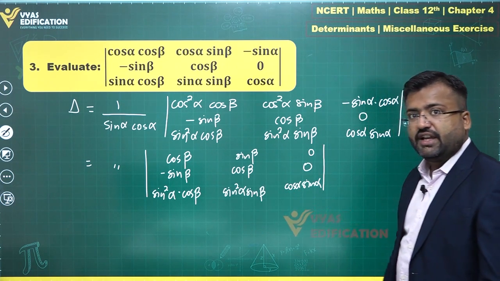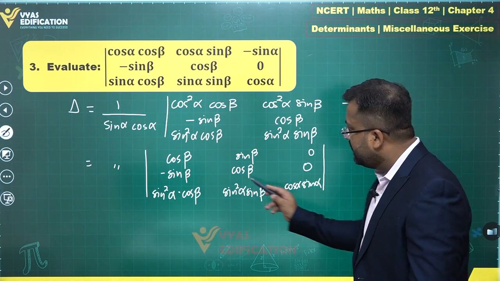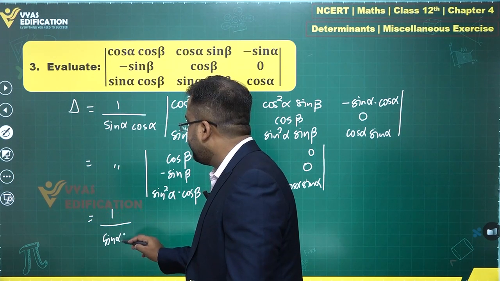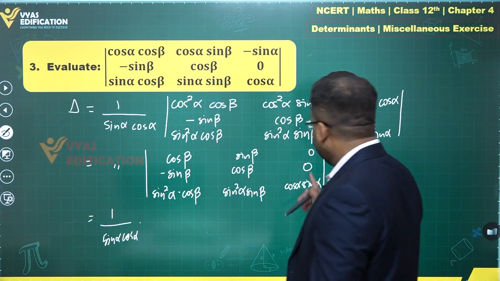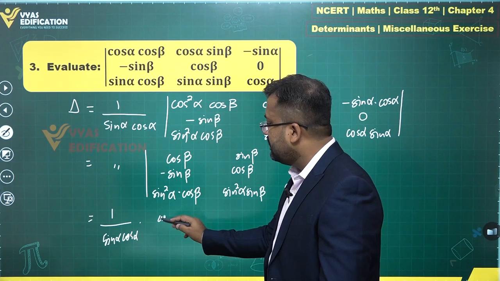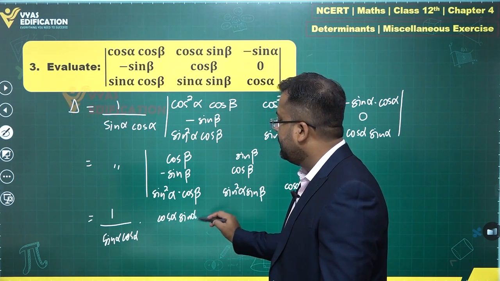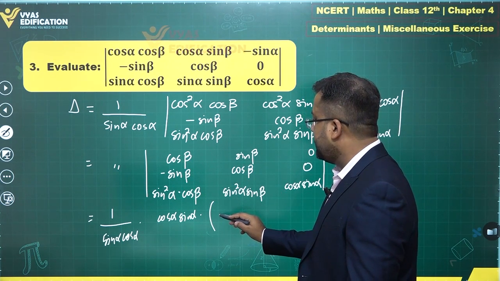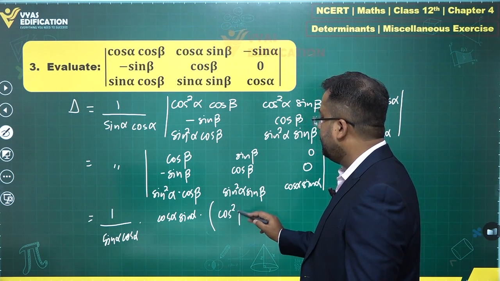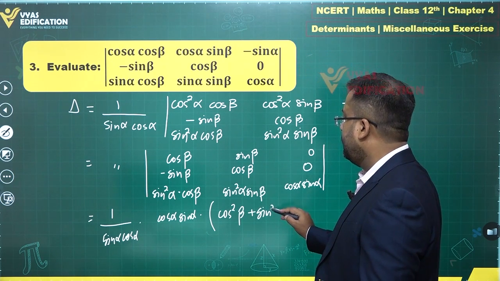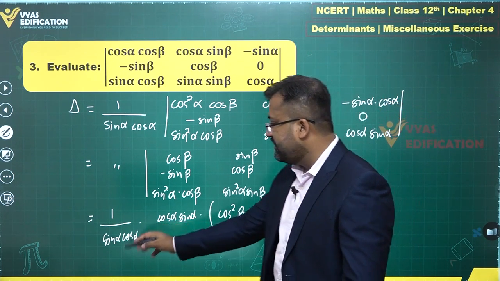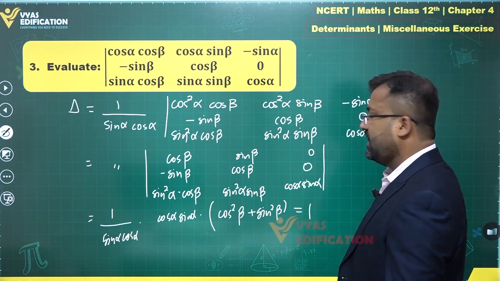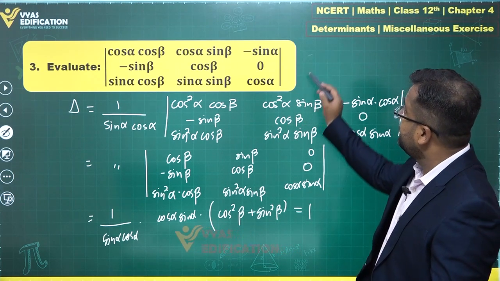Expand along this column. Expansion along this column will give me this term times cross multiplication of this. This is 1 over sin alpha cos alpha times. Let's expand along this. The first term that we'll get is cos alpha sin alpha times the cross of this. What will that be? Cos square beta minus or minus will become plus sin square beta. Okay, this here is 1. Cos alpha sin alpha will get cancelled and the overall value will be 1 and 1. The value of this determinant is simply equal to 1.